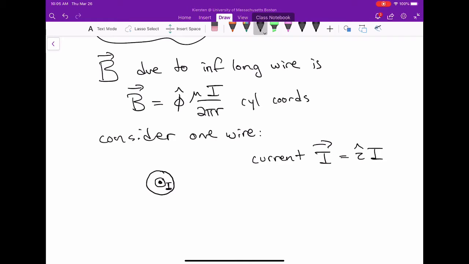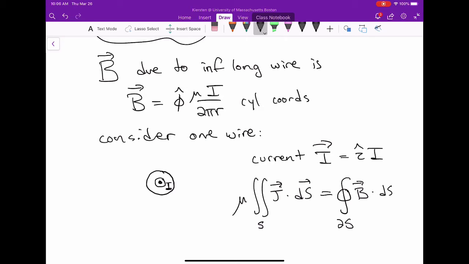To figure this out, we're going to use Ampere's law. And just as a reminder, Ampere's law is mu times the integral of the amount of current going through the surface. So that's the current flux through the surface. We don't usually call it current flux, we just call it current flowing through the surface, but there you go. It is equal to the integral of the magnetic flux density around the boundary of the surface. Whoops, that's supposed to be a dl.